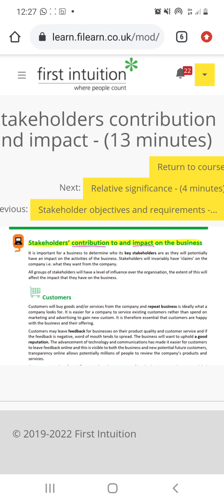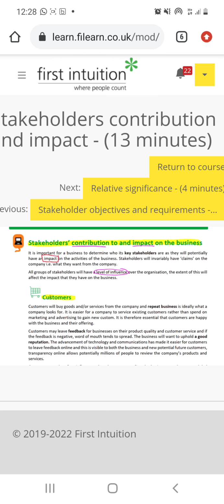It's important for a business to determine who its key stakeholders are, as they will potentially have an impact on the activities of the business. Stakeholders will invariably have claims on the company, for example, what they want from the company. All groups of stakeholders will have a level of influence over the organisation. The extent of this will affect the impact that they have on the business.